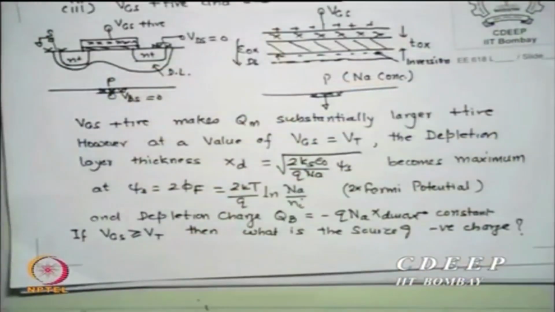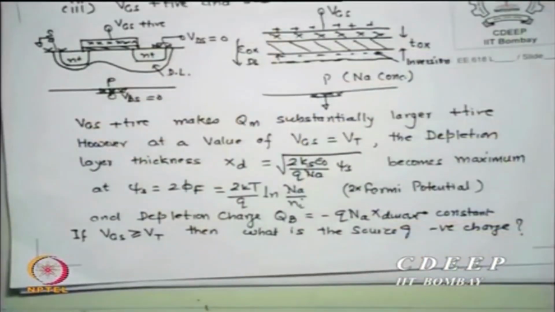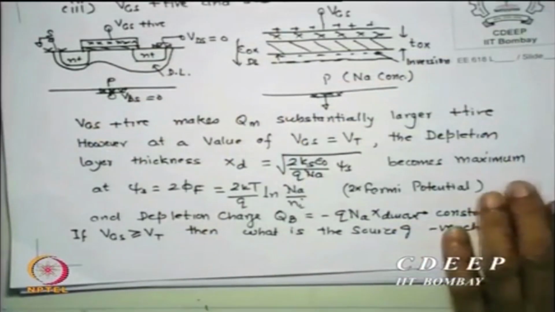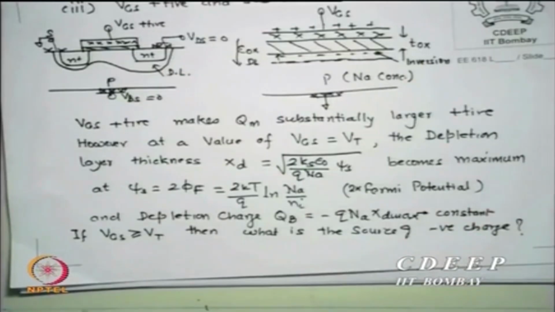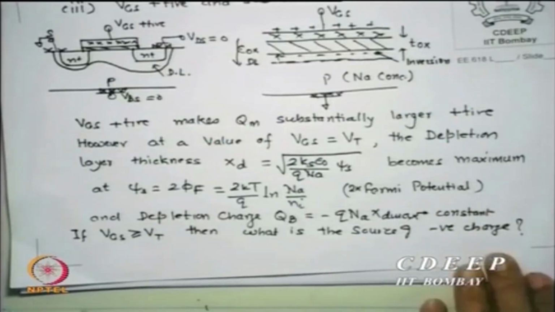This fact is being utilized here, that at a little bit higher psi s, 2 phi f is the number we gave, the depletion layer now will become constant, whatever it is for 2 phi f, and we will say the rest of the charge will come from the free electrons generated thermally. That is why we say threshold voltage is defined at that point where psi s is 2 phi f, is that correct? It is called strong inversion.